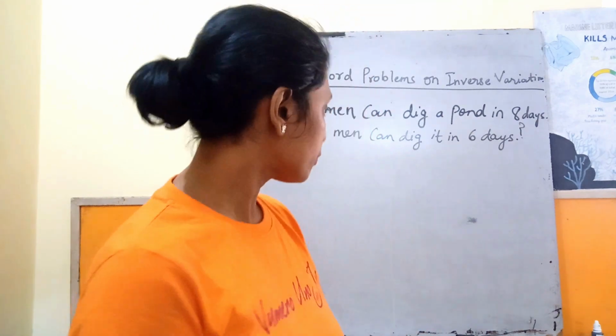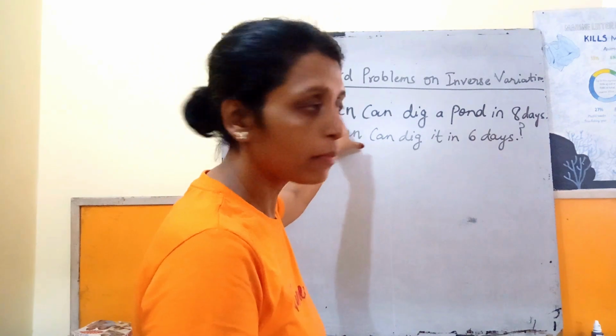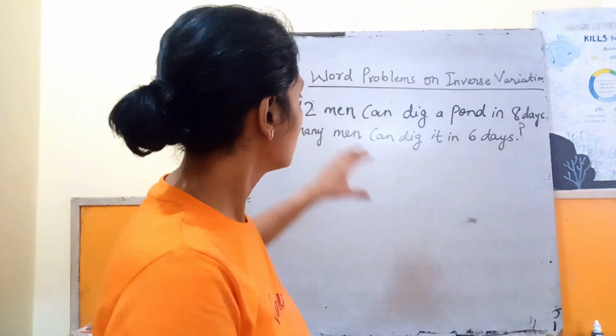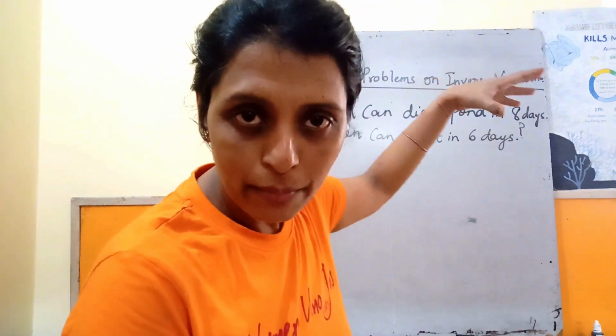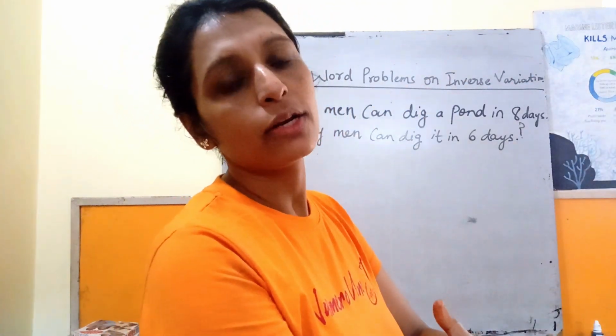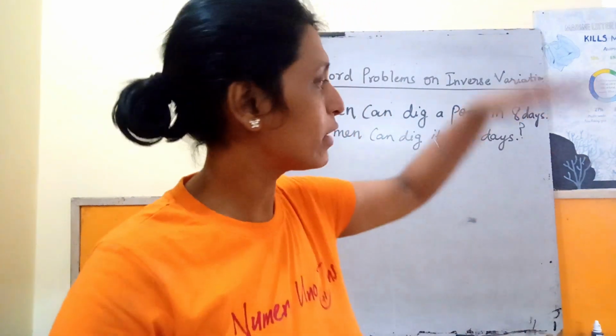So here 12 men are digging the pond in 8 days. Now in 6 days they have to dig out a pond. So it means here the number of days has been decreased. So it means we have to increase the manpower, means we require more men in order to complete the work in 6 days. So it is inverse variation. When one variable decreases, the other has to increase.